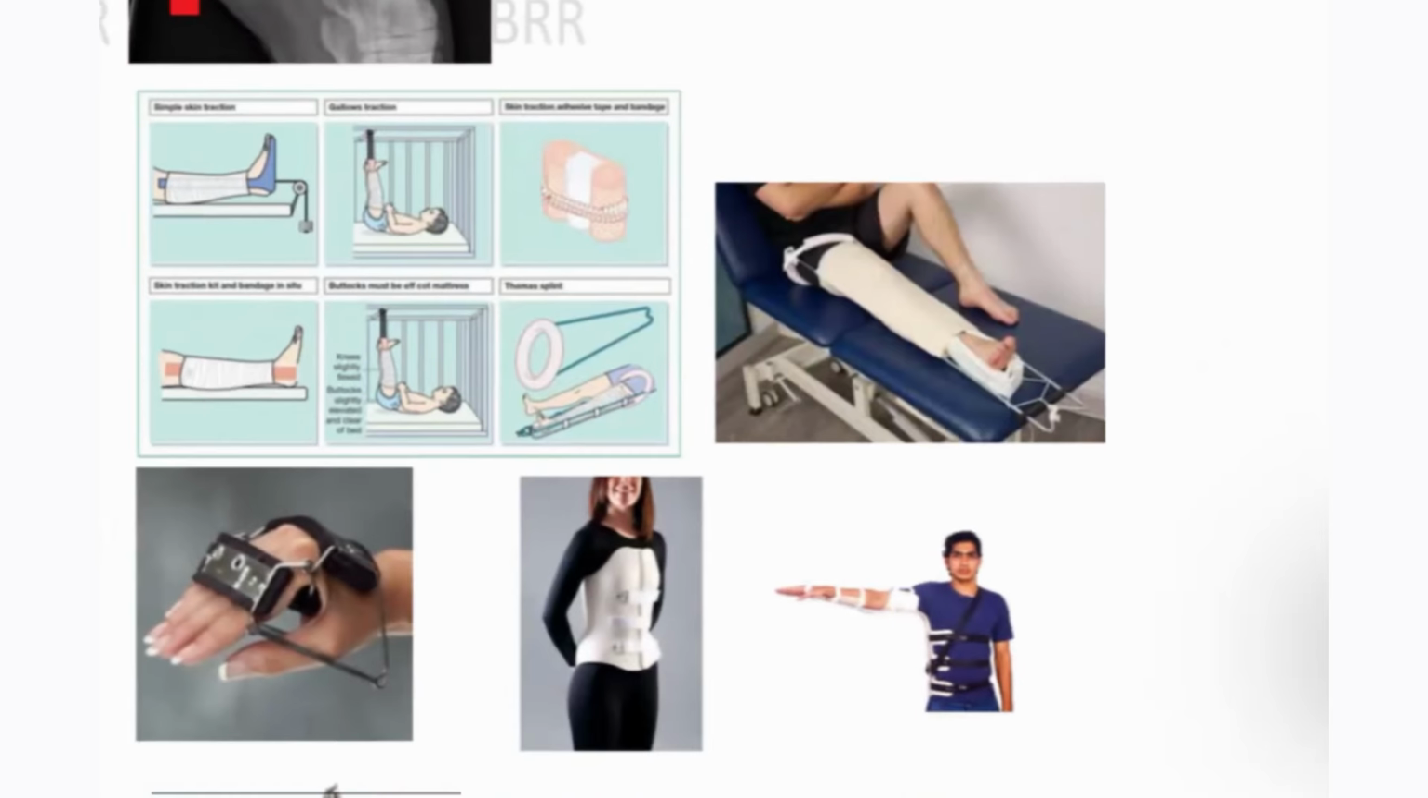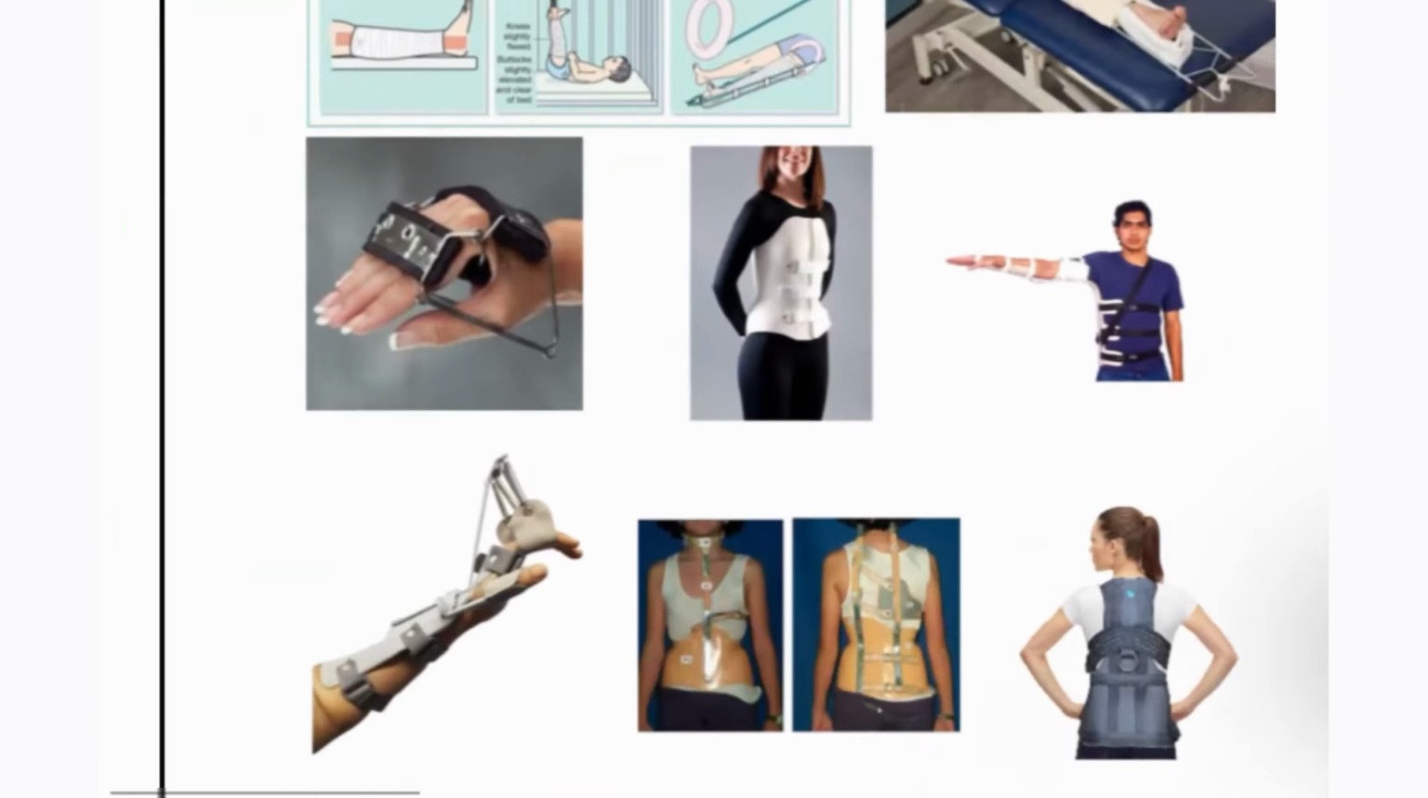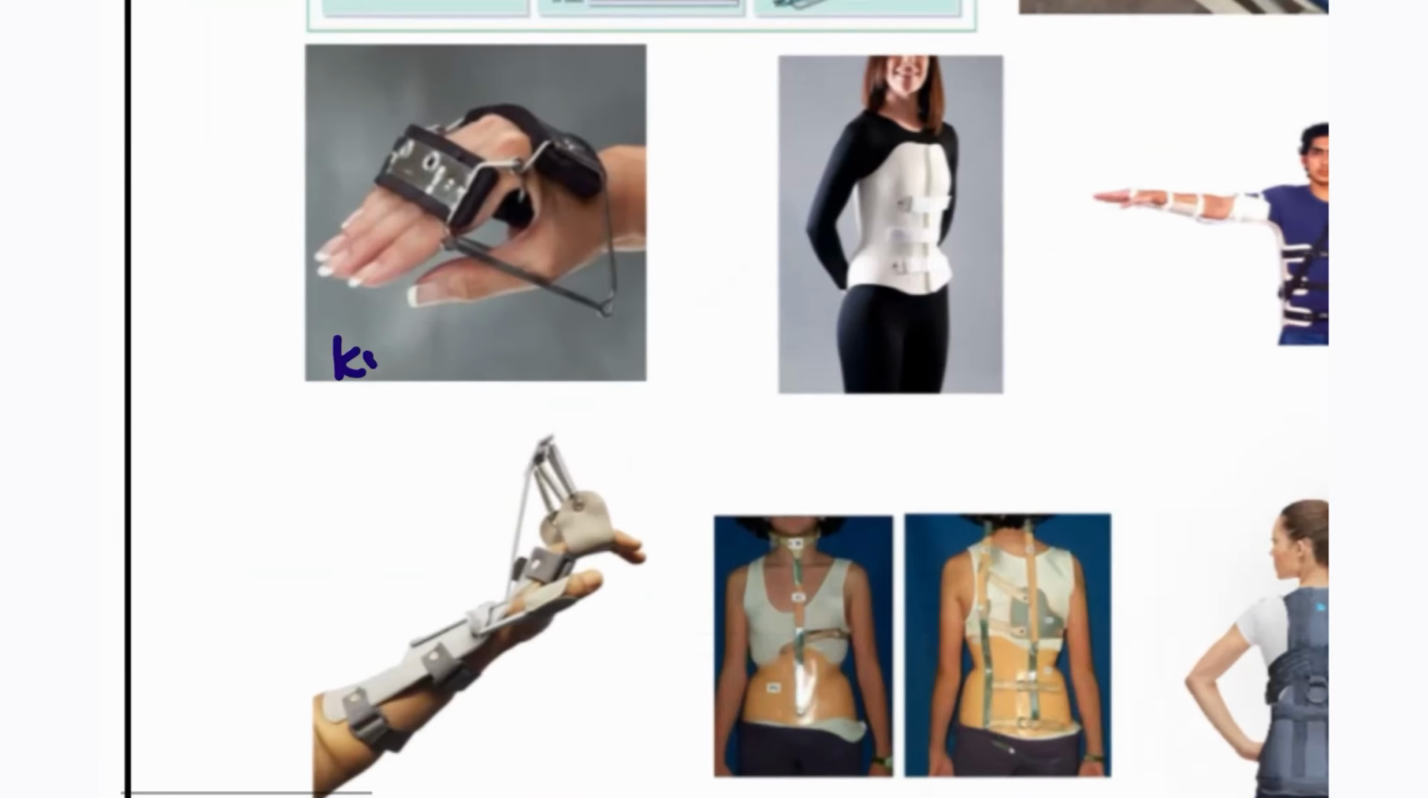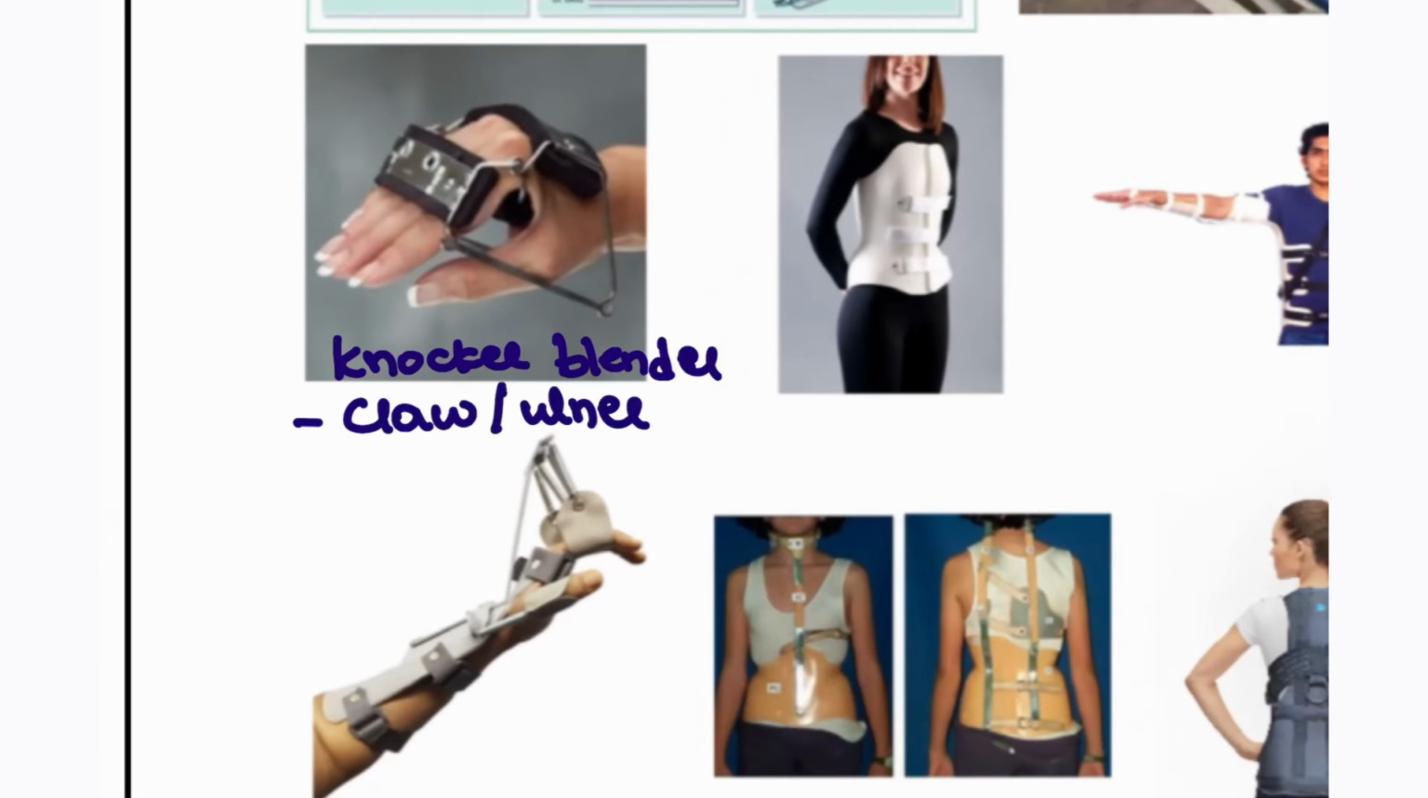Next, this 90 degrees traction that you are going to see is known as Gallows traction. And this is the Thomas splint. The Thomas splint is used for tibia and fibula fractures. Next, this is the Knuckle bender. Knuckle bender is used for which patient's case? Claw hand, right? We use it for ulnar nerve injury patients.